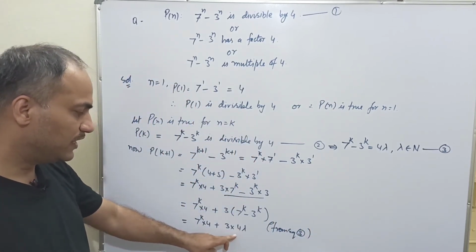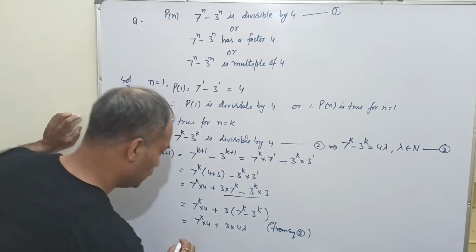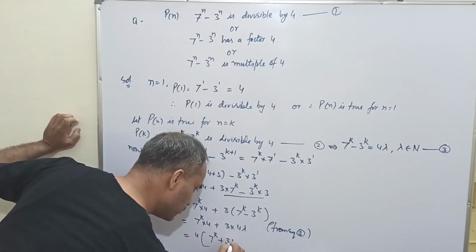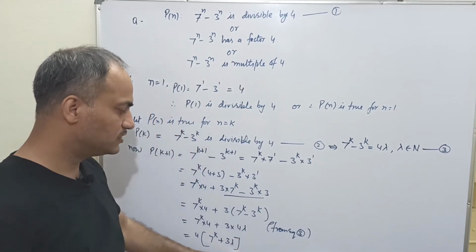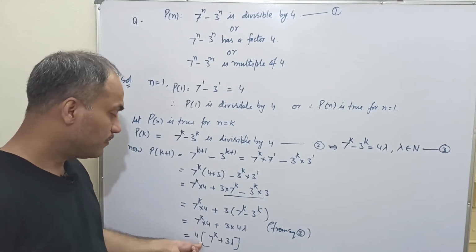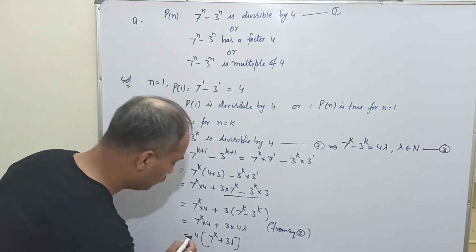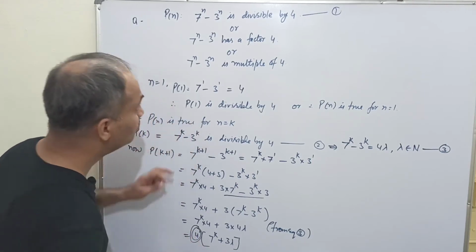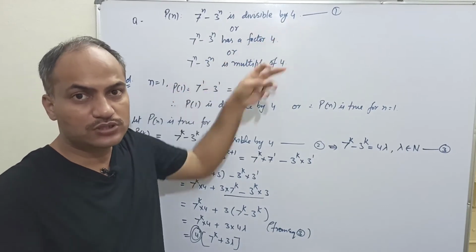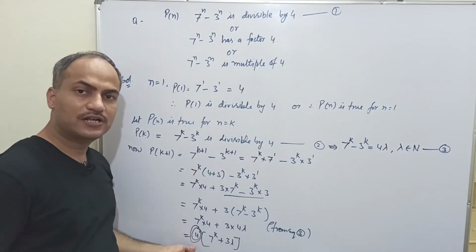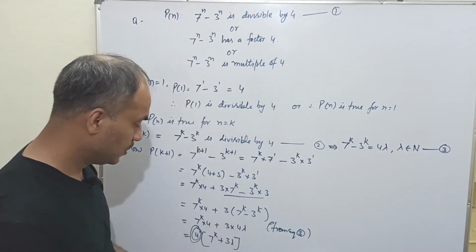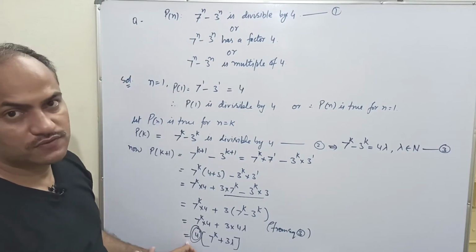Now can we take 4 common throughout this expression? Let us see. We have taken 4 common, so this becomes 4 times (7 to the power k plus 3 lambda). Whatever is inside will be some natural number only, but we require to prove this 4. This 4 is our main task, because we have to prove that the statement is divisible by 4. We know that if any value has a factor 4, then obviously it will be divisible by 4. So that is the main thing which we have proved here.